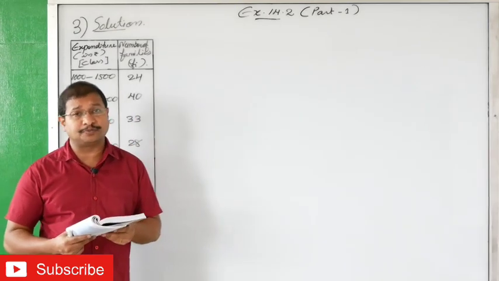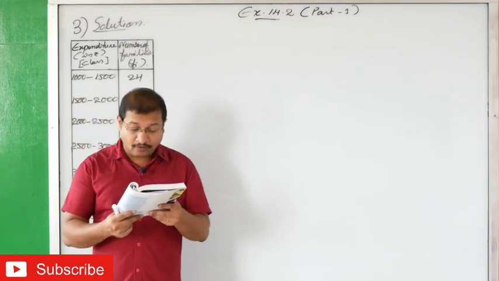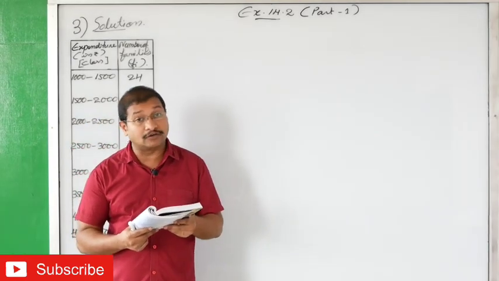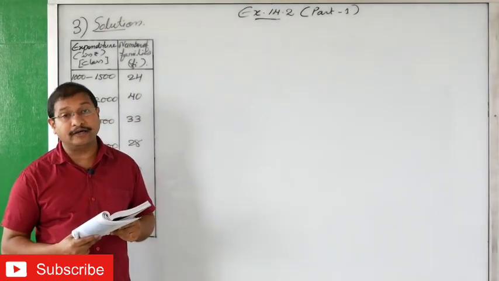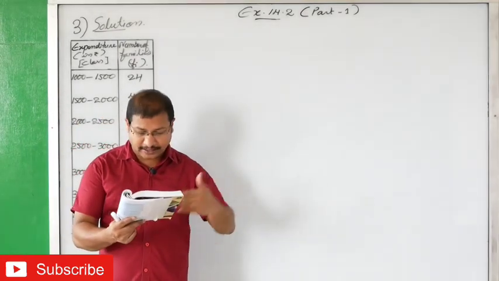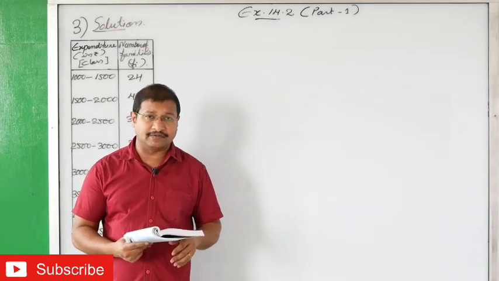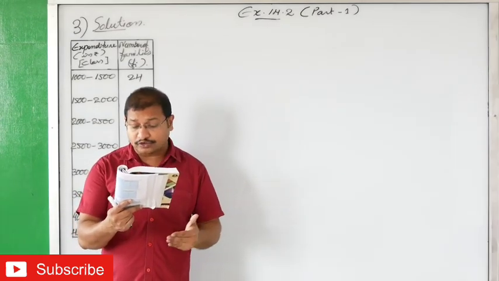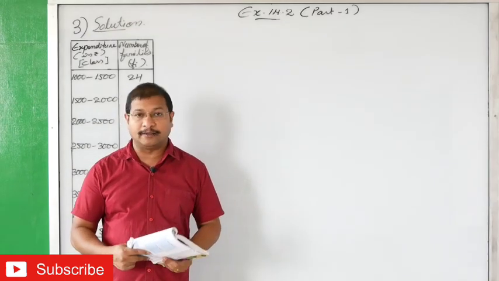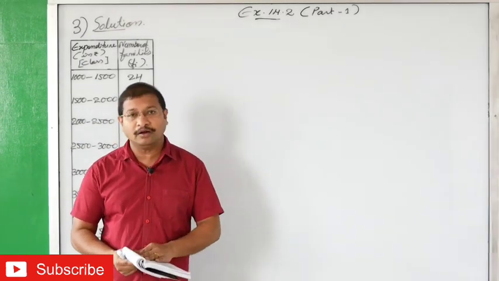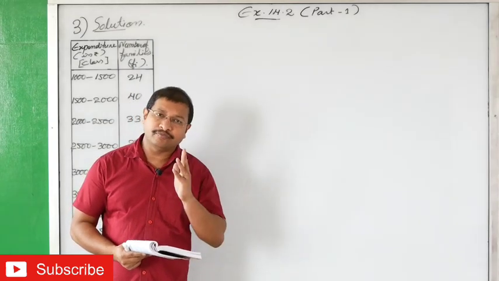Let's see the table. Expenditure is given in rupees: 1000 to 1500, 1500 to 2000, 2000 to 2500, 2500 to 3000. It continues, and after that the number of families is given: 24, 40, 33, 28, 30, 22, 16 and 7. Ready? First what will you do? We will find the mode. After that we will go for the mean.